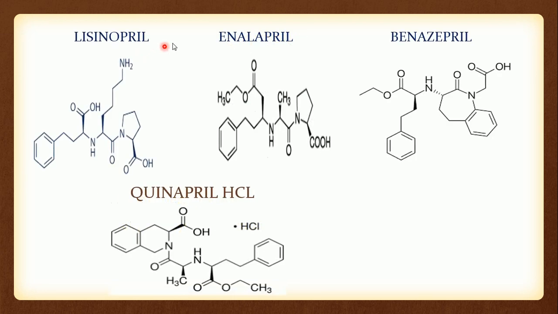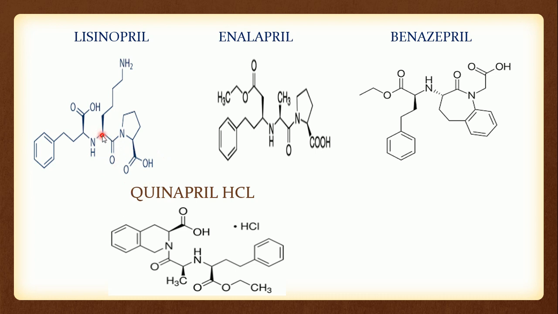The same class of drugs, ACE inhibitors, examples are lisinopril, enalapril, benazepril and quinapril hydrochloride. We'll see the structures one by one. You can see the structure here. Pyrrolidine is the basic nucleus like captopril present in lisinopril, and it contains carboxylic acid. And here the carbonyl group is as usual.